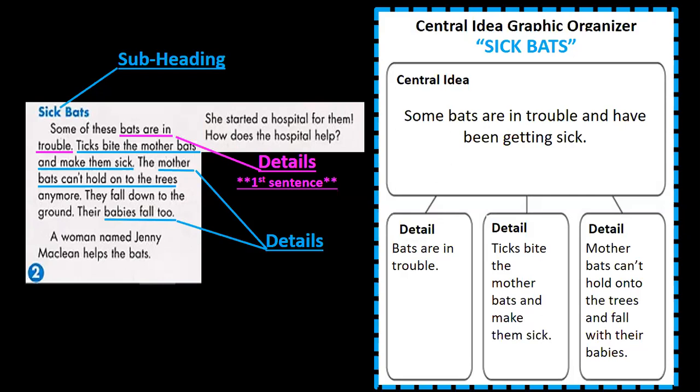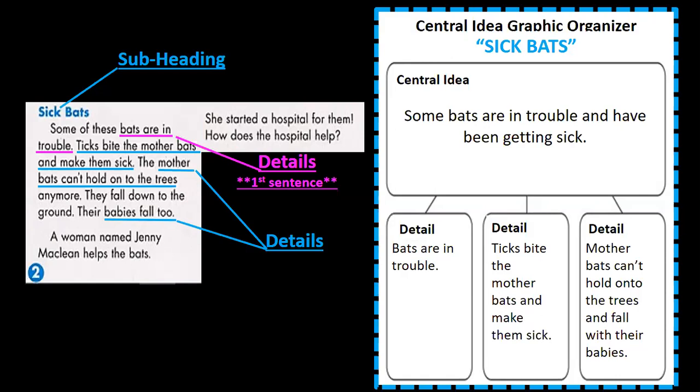So some of these bats are in trouble. Notice I underlined the first sentence in pink. That's important. Ticks bite the mother bats and make them sick, which is one detail that I listed. The mother bats can't hold on to the trees anymore. They fall down to the ground, their babies fall too. A woman named Jenny McLean helps the bats. She started a hospital for them. How does the hospital help?